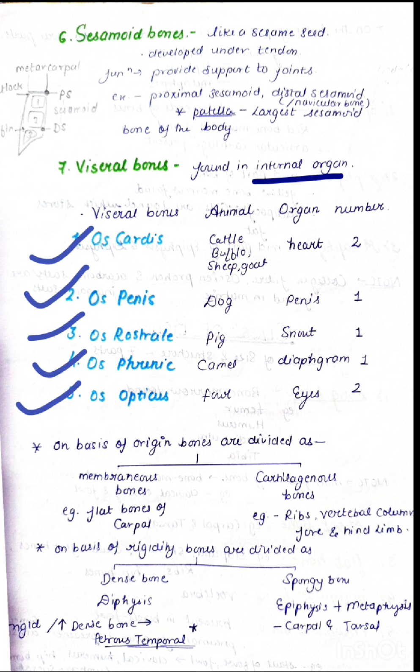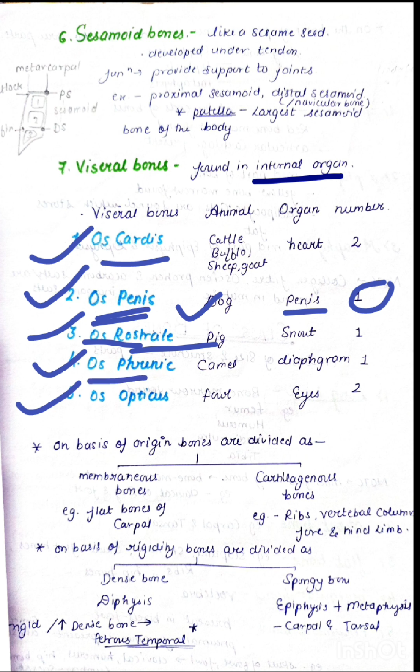Cardus is related to the heart, penis is related to the animal's reproductive system, and rostral is related to the snout. The snout is the proximal part of the pig by which it eats food. So the os rostrale is present there.